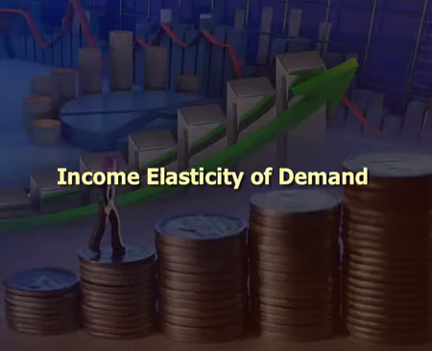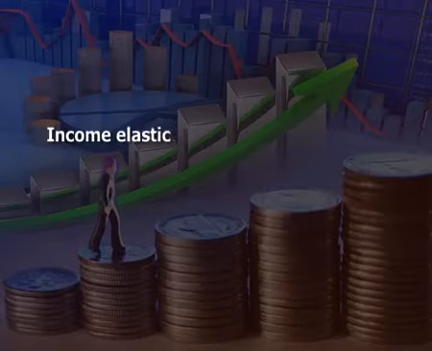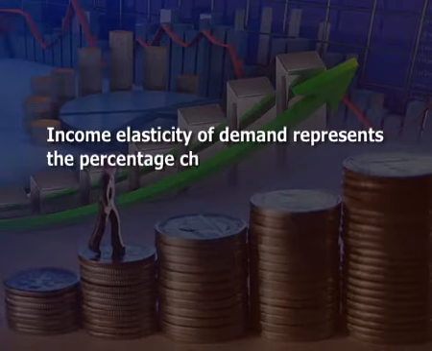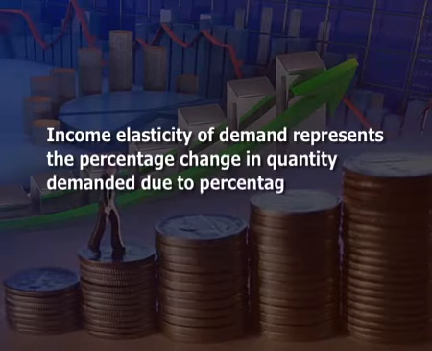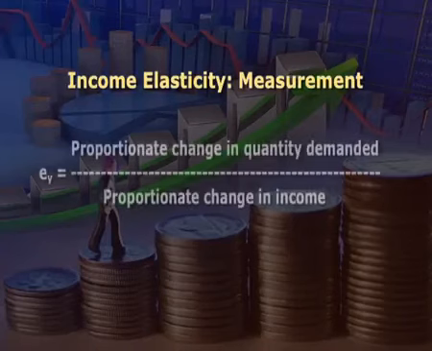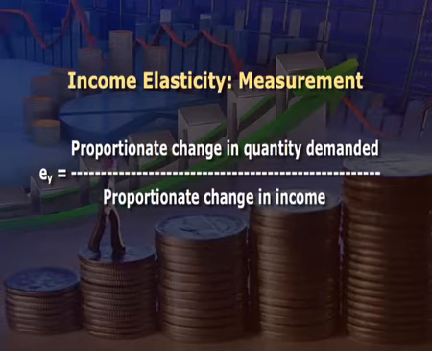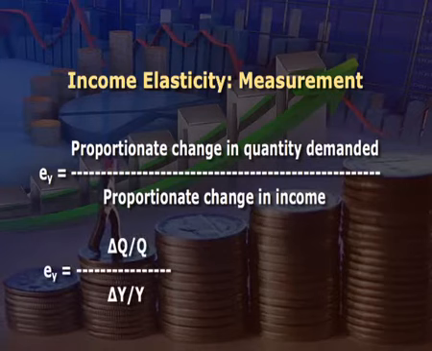Moving ahead with income elasticity of demand. Income elasticity of demand represents the percentage change in quantity demanded due to a percentage change in income, or it is defined as the degree of responsiveness of quantity demanded of a good to a small change in income of the buyers. It is measured as EY is equal to proportionate change in quantity demanded divided by proportionate change in income. Or we can say EY is equal to (delta Q by Q) whole divided by (delta Y by Y).